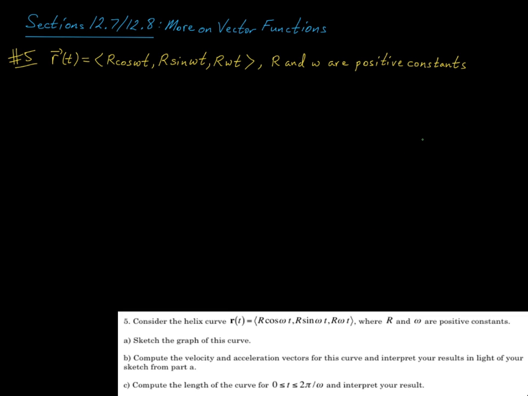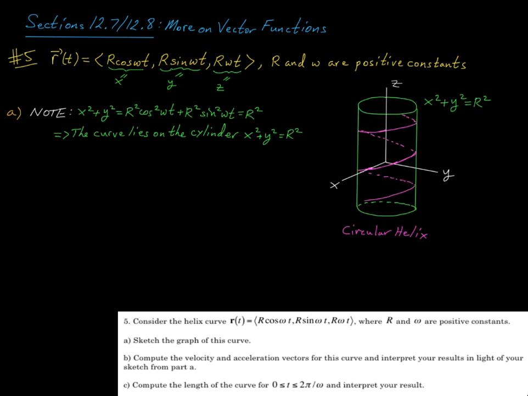Alright, so we're going to approach this in much the same way we've solved some of the other problems on this worksheet. We're going to start out by noting that the i and the j components satisfy this equation x squared plus y squared is equal to R squared, and that follows from the Pythagorean identity. And so that implies that our curve lies on the cylinder with the equation x squared plus y squared is equal to R squared, right? So this is the cylinder of radius R, and its axis is the z-axis.